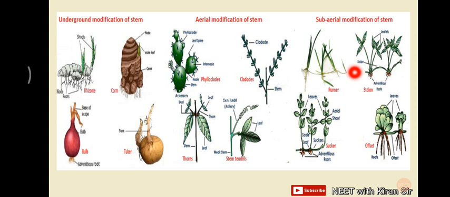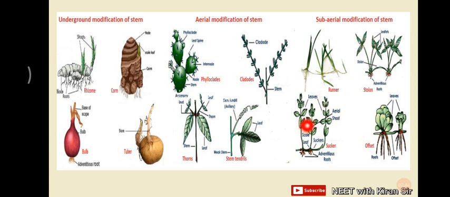So here the first one we call a runner. It is very common in case of lawn grass, where a specially modified stem runs along the soil surface, then it touches the soil where we find the presence of sprouting. In case of stolon, again a specialized branch will come down and touch the soil surface. The tip of the stem will touch the soil surface, where again the best example is jasmine.